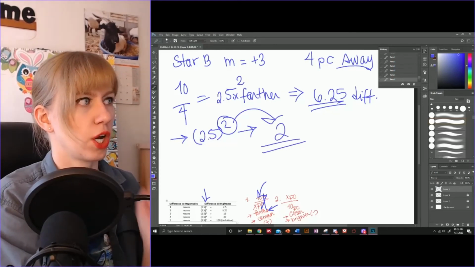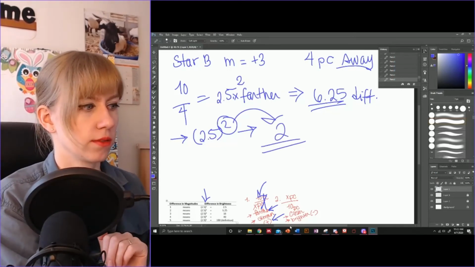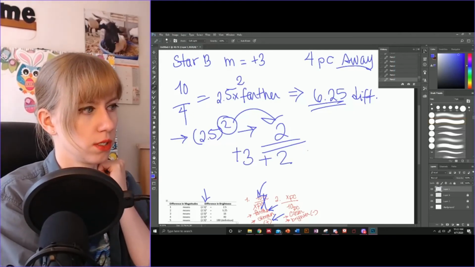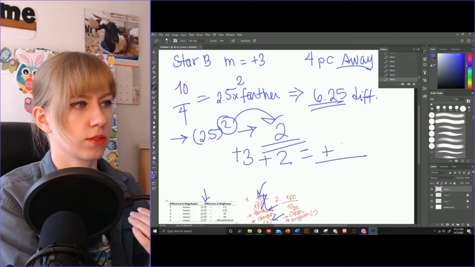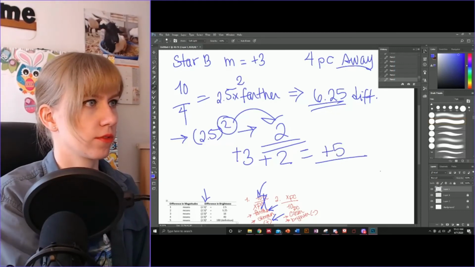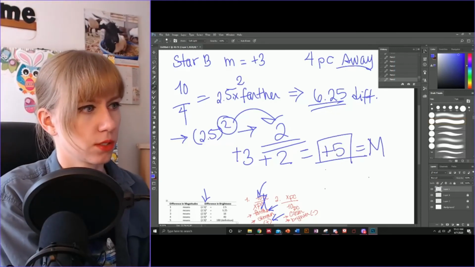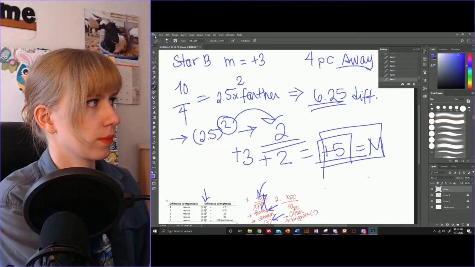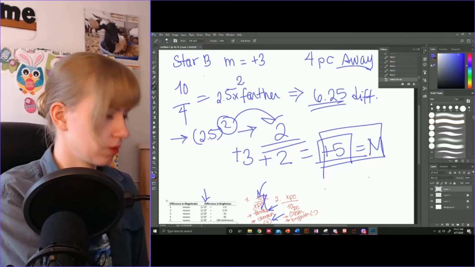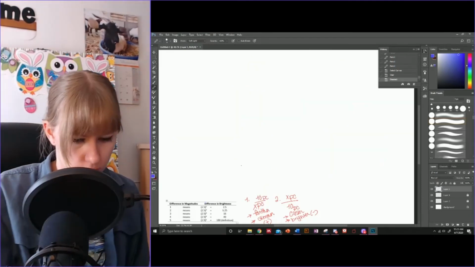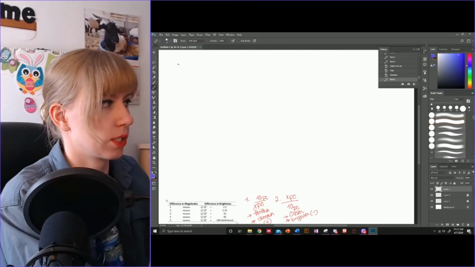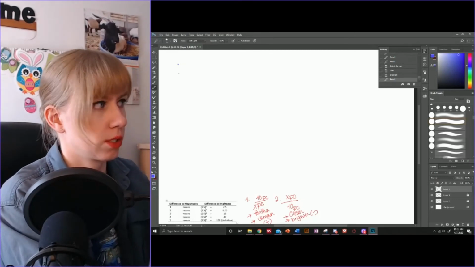And since we moved away, that means we have to add, because the star has to get dimmer, so we do plus 3 plus 2, which means our absolute magnitude is plus 5. Alright, so that means your absolute magnitude is going to be plus 5. Okay. Alright. So I'm going to work on this with you guys. We're going to do 2 more. It's going to be one's farther and one's closer.